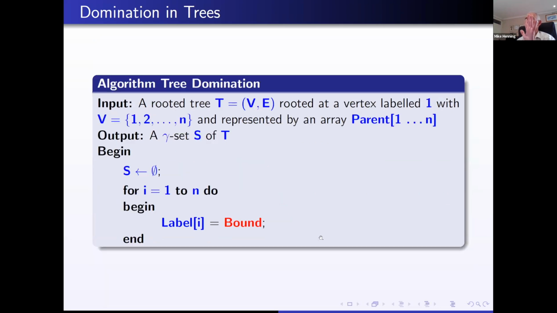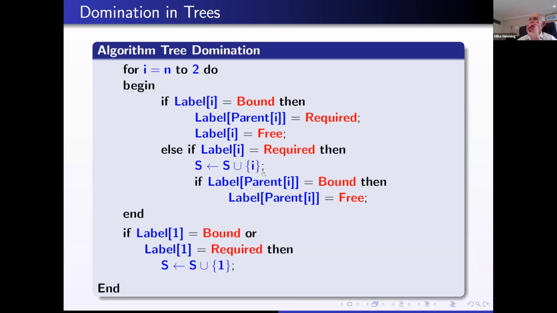So let's take an example. Well, let's go through it. What you do is you've got your rooted tree, everything's labeled bound. If a vertex is bound, you put its parent as required, and you label the vertex as free. If the label of a vertex is required, you've got to add it to the set. And in that case, its parent, if it is bound, becomes free. And finally, when you get to the root, if the root is bound or required, you have to add the root to the dominating set.